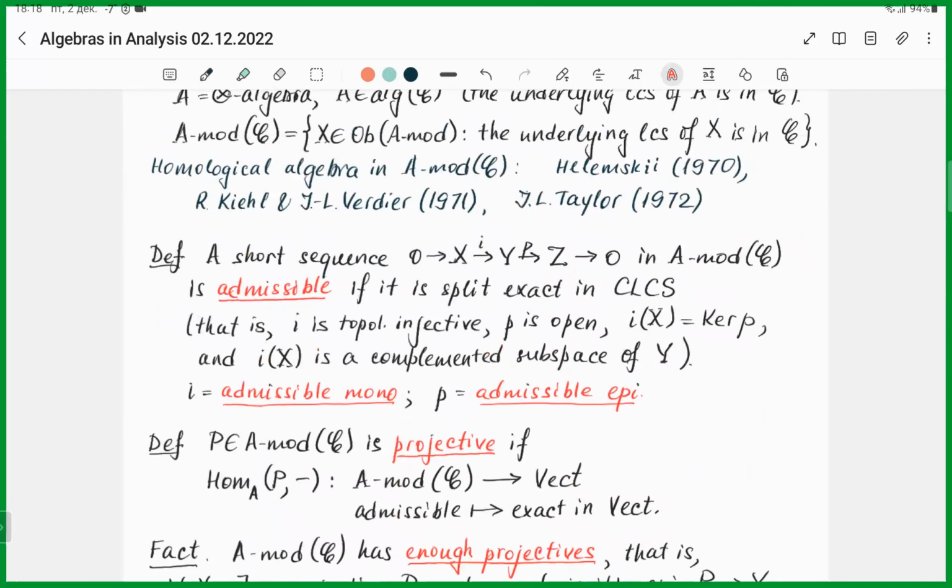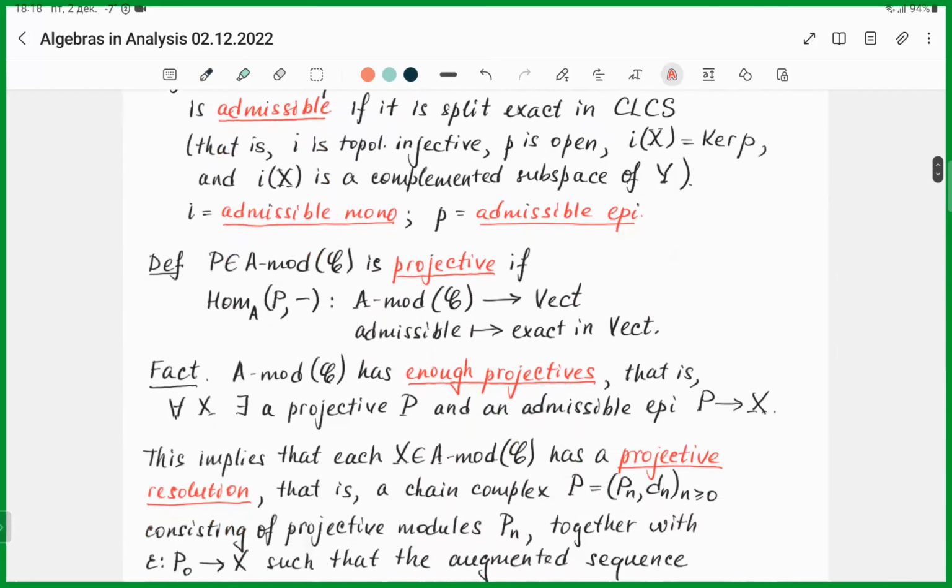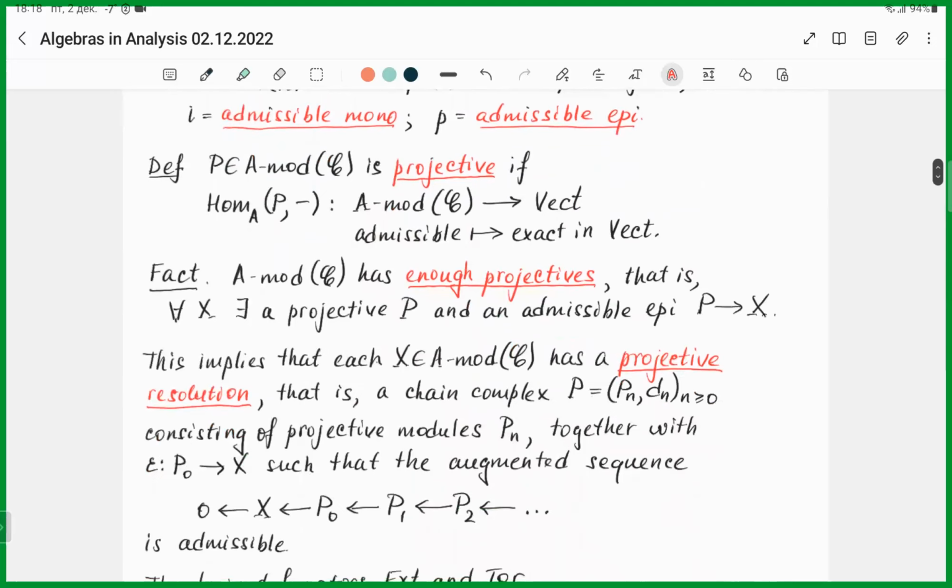Well, we can now define projective modules in our category. So a topological module P is projective if the Hom functor, where P is fixed in the first variable, so we consider Hom as a functor of the second variable, and we consider this functor as a functor from the category of left topological A modules to the category of vector spaces, is exact, in the sense that it takes admissible sequences of topological modules to exact sequences of vector spaces. And the fundamental fact is that the category of topological A modules has enough projectives, which means that for each topological A module X, there is a projective topological A module P and an admissible epimorphism of P onto X.